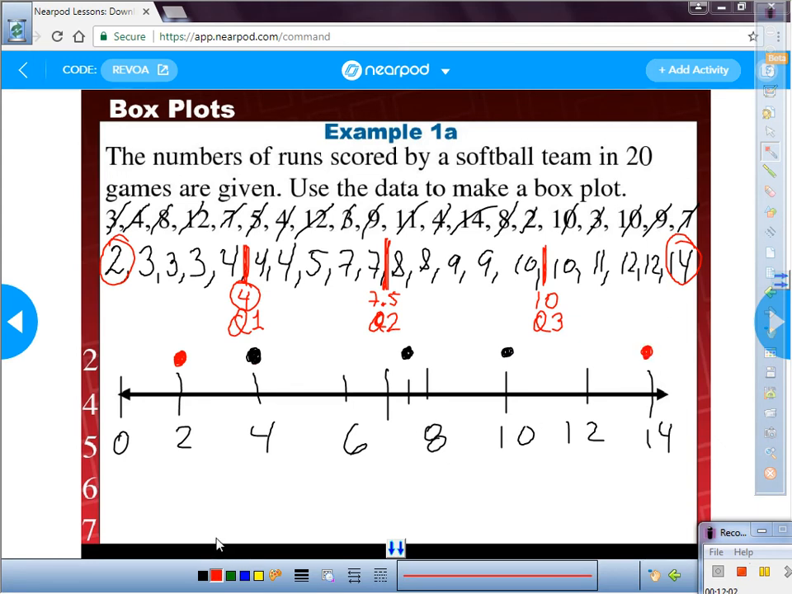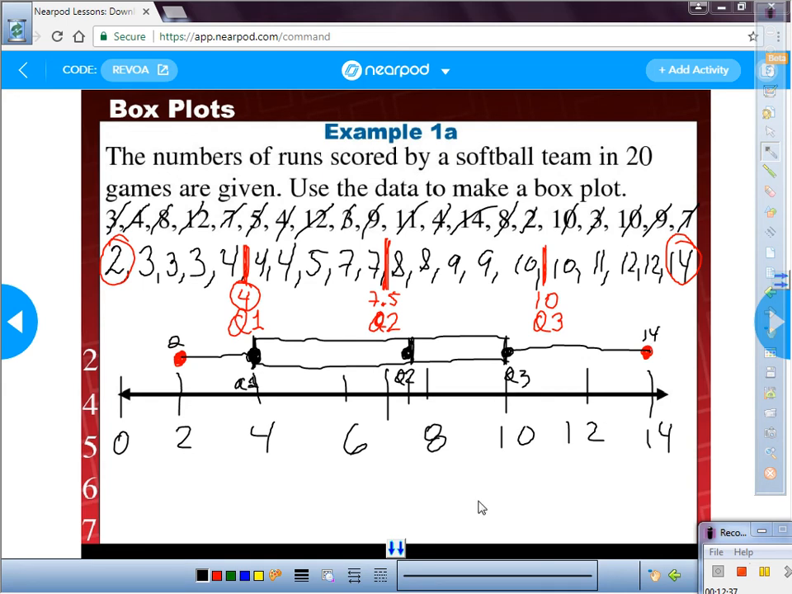So which ones do we need to create the box? Q1, I'm going to label it Q1, Q2, and Q3. Those are the 3 that I need. I draw a line through the point like so, all 3 of them, and then connect them, and it creates a box. But we're still missing the minimum. We need to connect the minimum to Q1 and the maximum to Q3. And I'm going to label this 2. This is 14. And that's how you create a box plot.